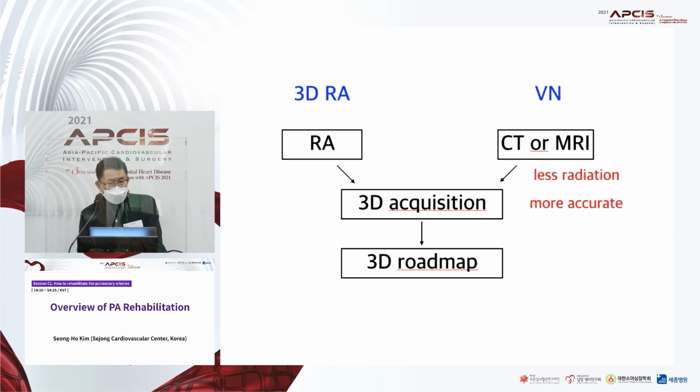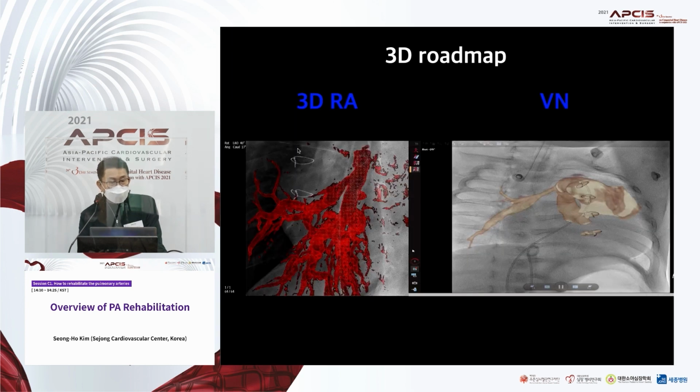So we can use these 2 imaging modalities to make a 3D reconstruction image as a roadmap. However, I prefer to use a vessel navigator because it has less radiation and more accurate imaging. Compared to the 3D rotational imaging, vessel navigator is a more accurate imaging.